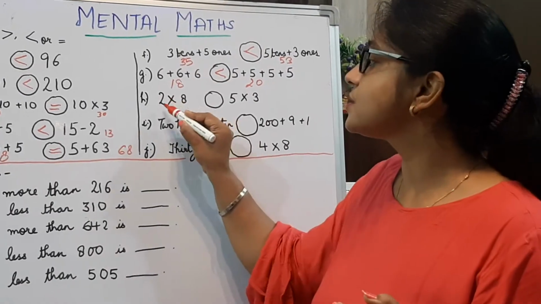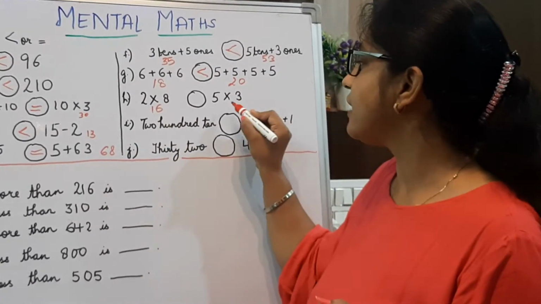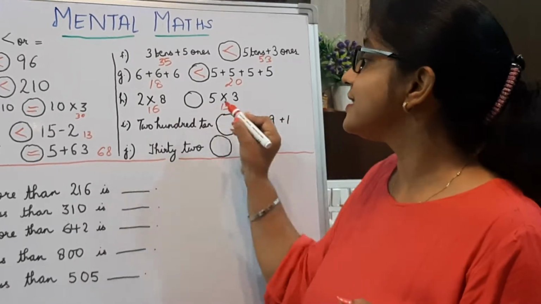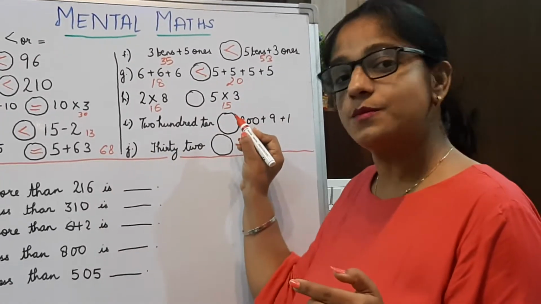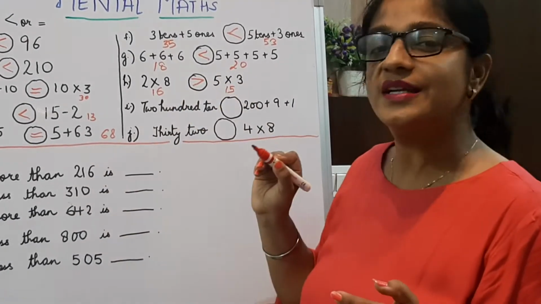Okay. Now this is 2 multiplied by 8, that is 2 eights are 16. This is 5 threes are 15. Now 16 is bigger, 15 is smaller. So the crocodile will open its mouth towards 16.